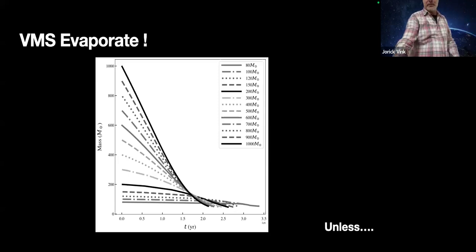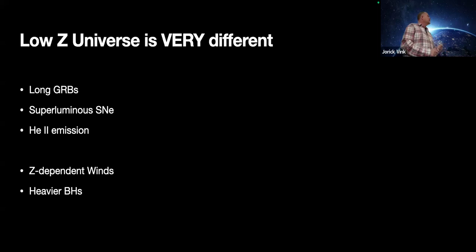But this might all vary with metallicity. We know that the low metallicity universe is very different. We see long gamma ray bursts with a preference for low metallicity. We have superluminous supernovae in low metallicity galaxies, and we have this funny helium-2 emission that you only see in low metallicity star-forming galaxies. So the fundamental physics underlying all that is almost certainly metallicity-dependent winds, and therefore you get different black holes. At lower metallicity, you can have higher mass stars and higher mass black holes.